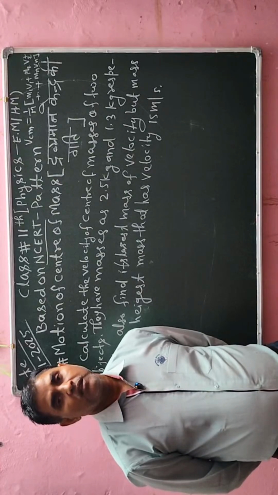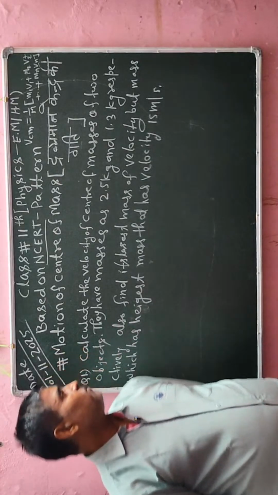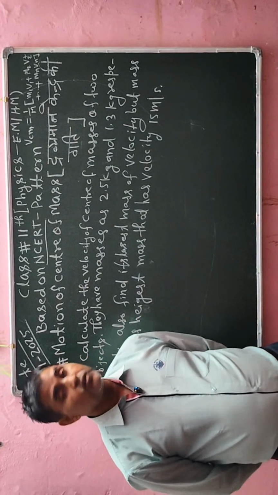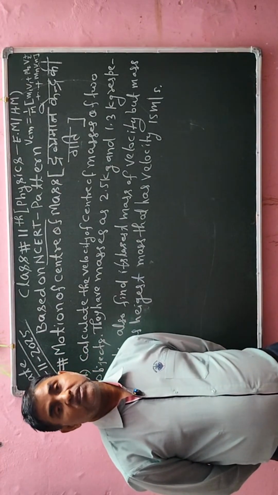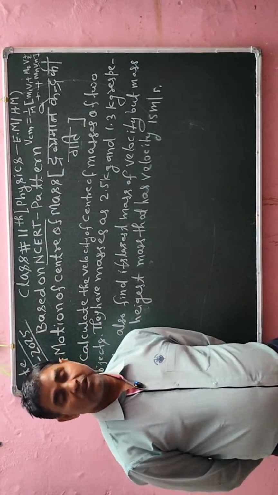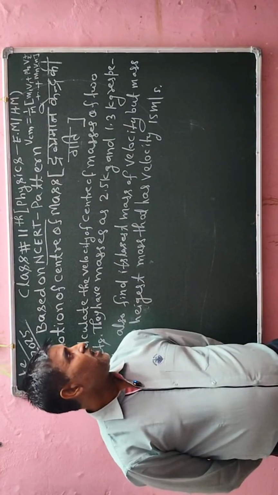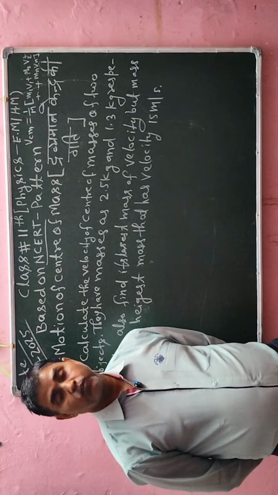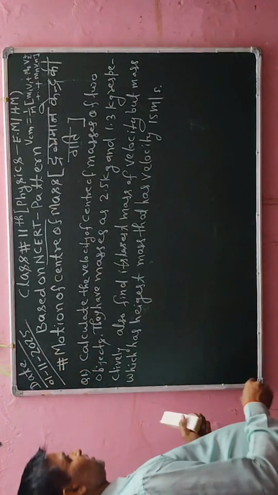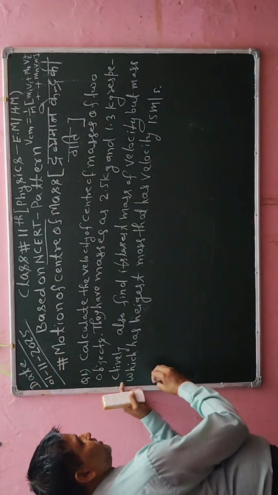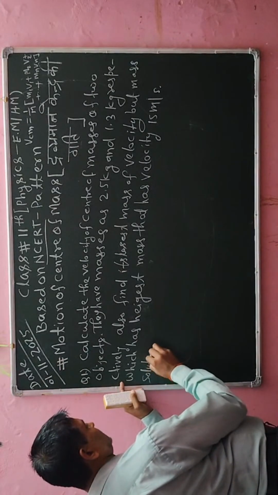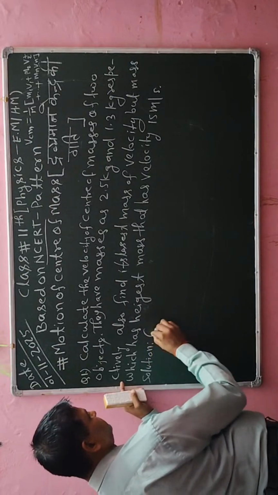So in this numerical we have to use the velocity of center of mass to calculate the velocity of center of mass of two objects, and also we have to calculate the velocity of the lowest mass. So I will also draw its diagram and then I will calculate both. Here I am going to give its solution. First of all I will write given that. So here I will write solution, that is given that.